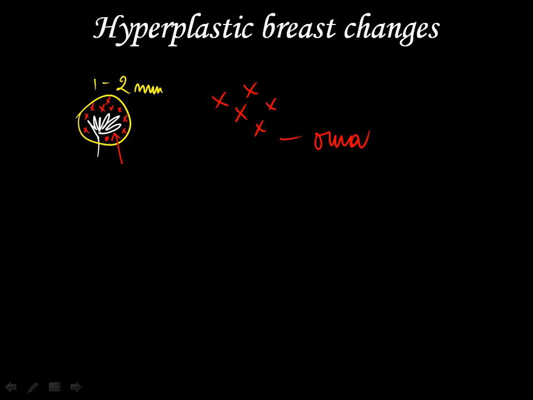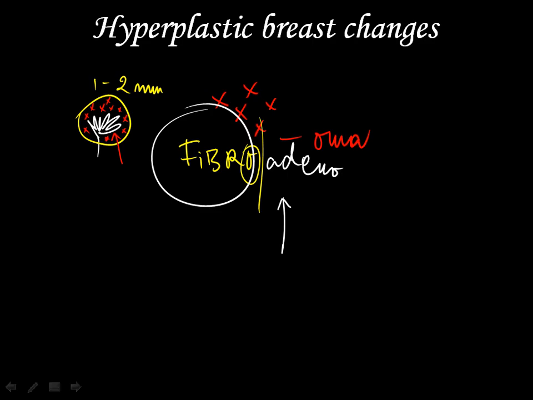But this is a benign lesion where the fibrosis dominates the picture, and when the Latin connects two words, then the end of the first word is O. But this originates from the glandular tissue. So now we understand the name: the fibrosis dominates the picture, it originates from the glandular tissue and forms a tumor.